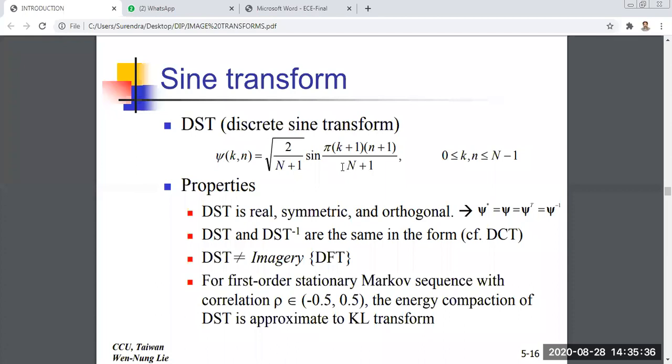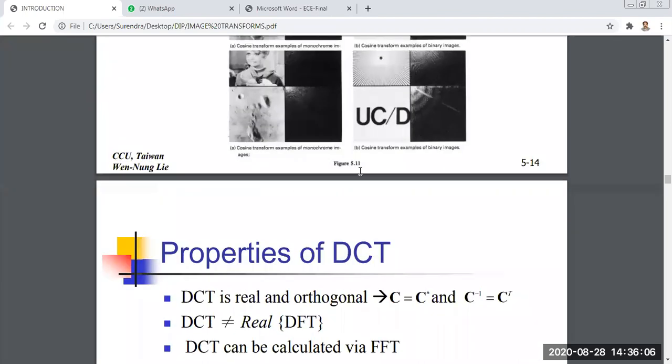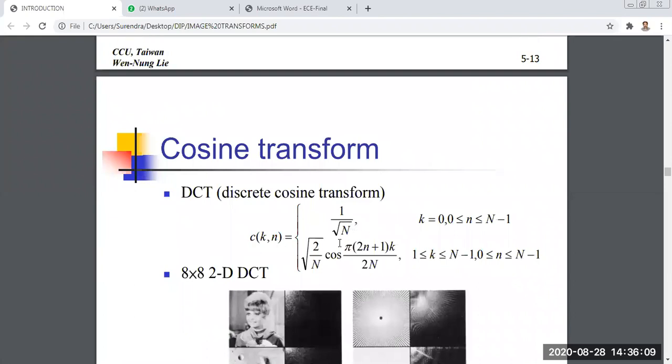So here also, if you know the capital N value, the number of sampling points or the number of pixel values, we will calculate the frequency domain. That is psi of k comma n, given with the help of square root of 2 by n plus 1 into sine of pi times (k plus 1)(n plus 1) by (n plus 1). So using this, we will calculate the matrix. After obtaining the matrix, if you multiply this matrix with the image, we will get the discrete sine transform, like the previous one. So here, what is C of k comma n? 1 by square root of n for k equal to 0, and otherwise the other expression.